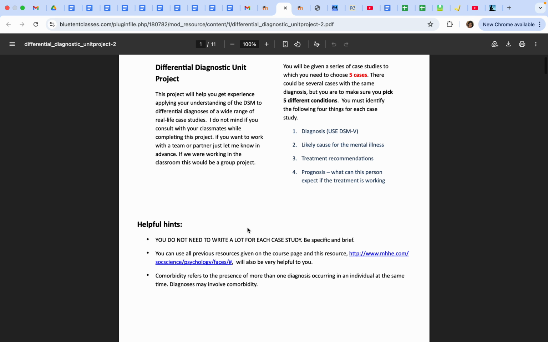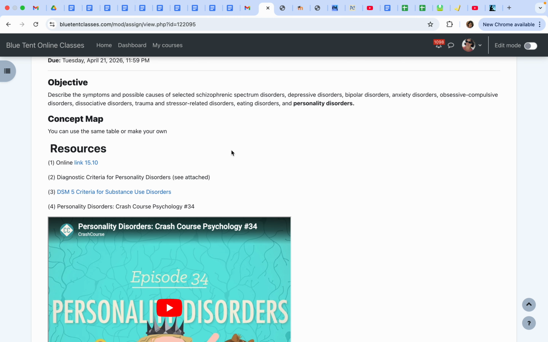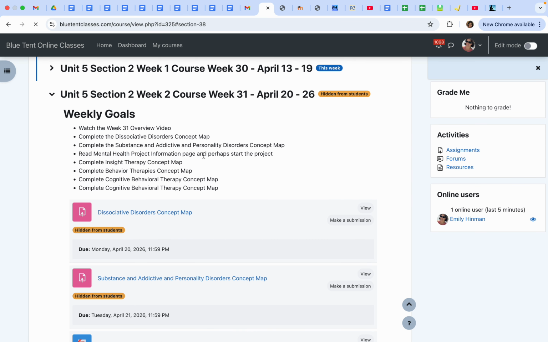Right now in the class, you don't really have anything to discuss treatment, but if you wanted to read through the cases and pick out the 5 that you are going to work on, then when you're looking at treatment, you can have those cases in your mind as you work through the rest of the week's work. So that is week 31.